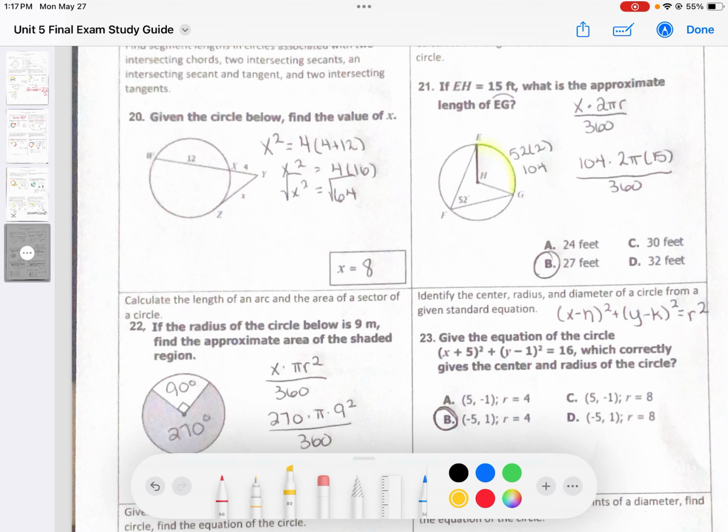12 times 4 is 48, excuse me. And 48 plus 16 is 64. Then you take the square root. Since this is x squared, we want to figure out what x is. You take the square root, and that's 8.